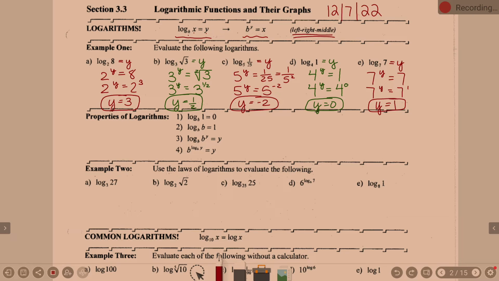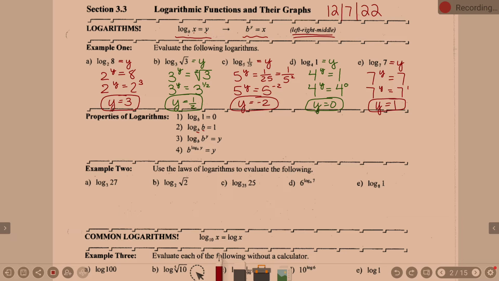Second property, log base b of b equals 1. Anytime the base of your log and the inside of your log match, that log is going to be equal to 1. For example, example E, log base 7 of 7 equaled 1. We did this the long way. Properties are your shortcuts. We'll use the shortcuts in example 2 in a moment.